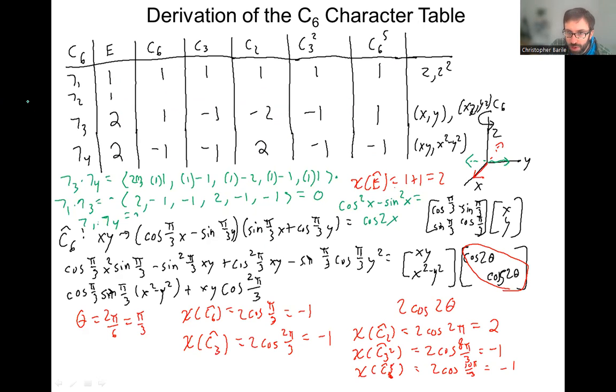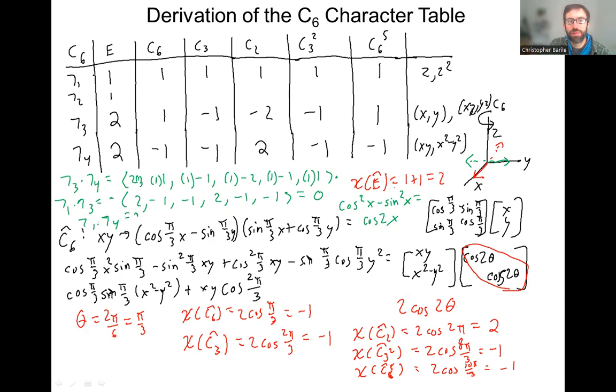Now, we're almost at the point where we can split these up into imaginary characters. But before we do that, we now have enough information that we should be able to figure out, by orthogonality, what this last irreducible representation we don't have, gamma 2, needs to be. Okay, and so we follow our orthogonality principles.